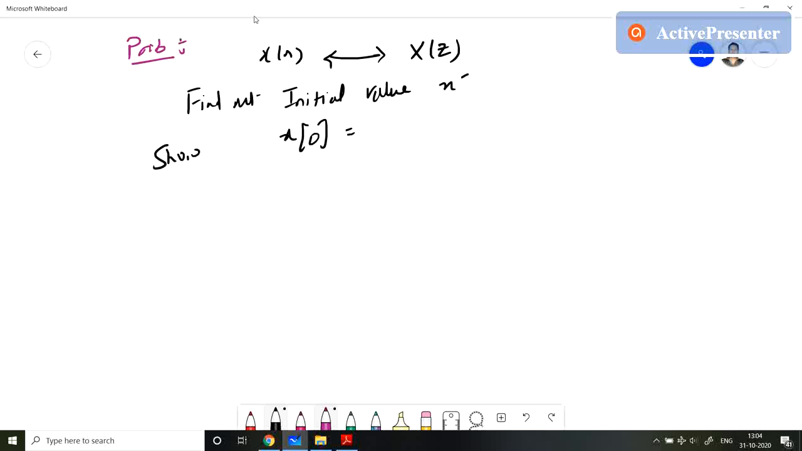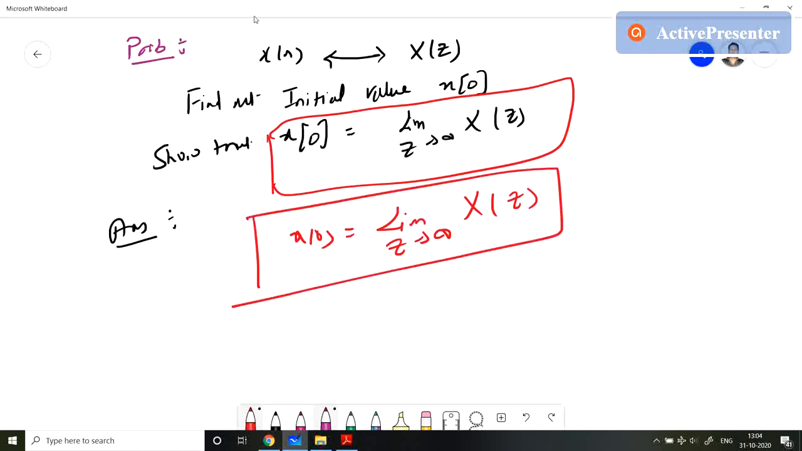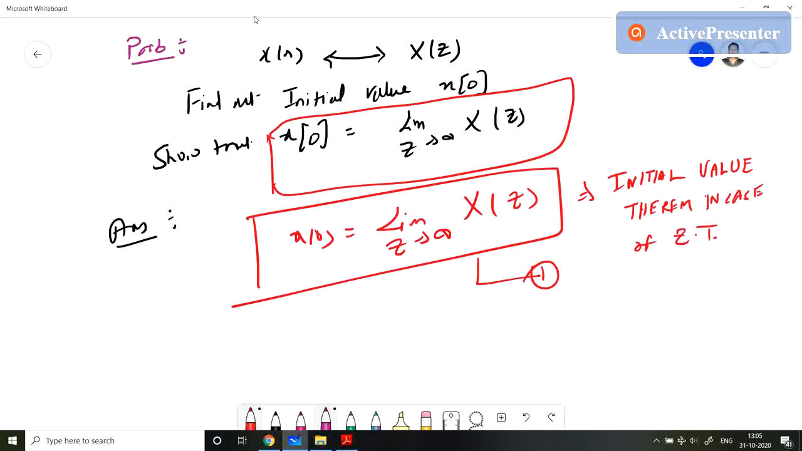We need to show that the initial value x(0) is equal to the limit as z tends to infinity of X(z). So this is our problem, we need to prove this relation. x(0) is the limit as z tends to infinity of X(z). This is called the initial value theorem in case of the z transform. So this is equation number 1. What does equation number 1 tell us?